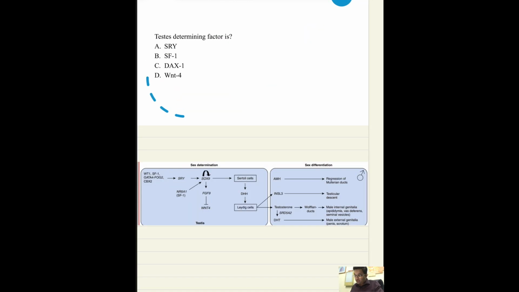Coming on to the next question. Testis determining factor is. So what they are actually asking us is what is sex determination versus sex differentiation.